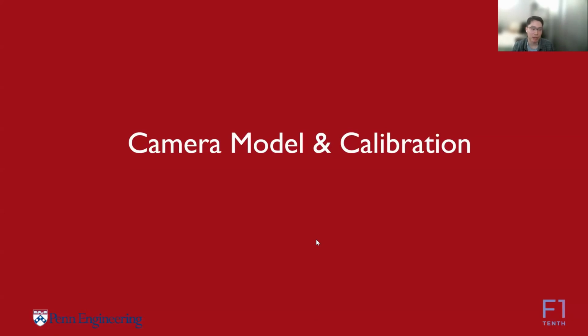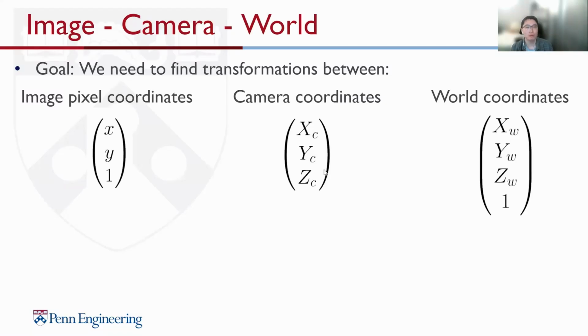Okay, since we have the camera connected, we can access the image. How can we relate the objects we see in the image to the objects in the real world? We need the camera model. The goal of this camera model is to get a transformation between three coordinate systems. First is the 2D image pixel coordinates, just the row and columns on the image. The second is the camera frame. The third one is, of course, the world frame.